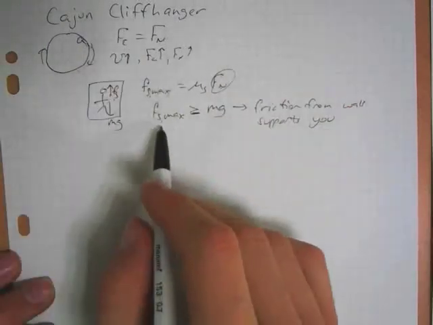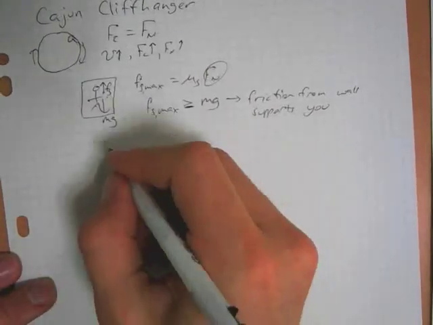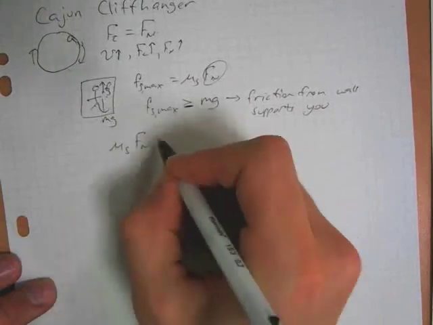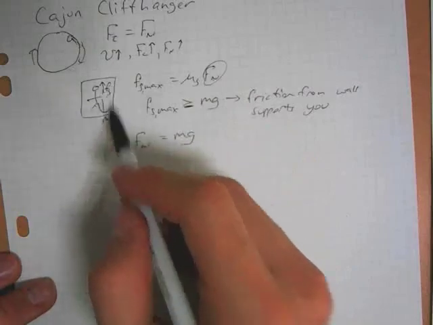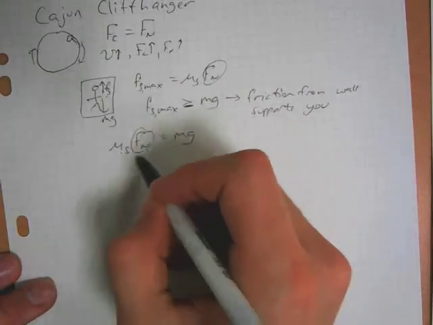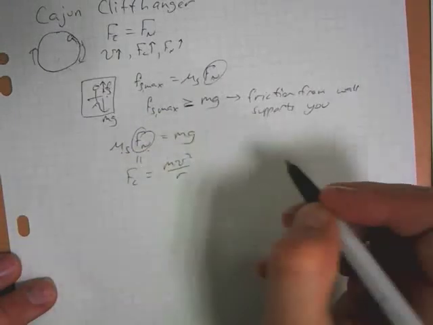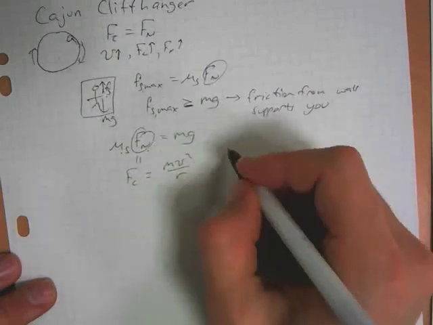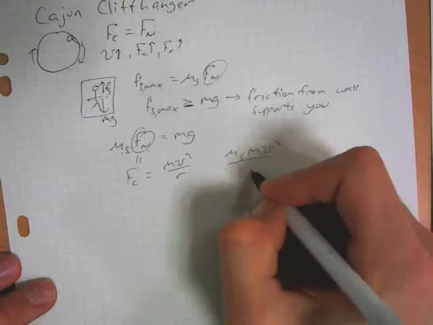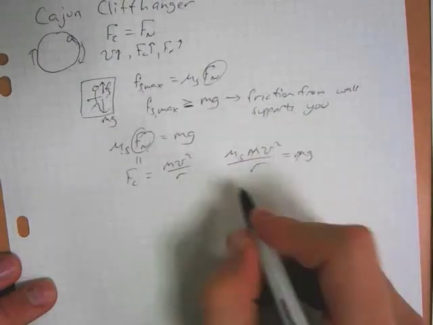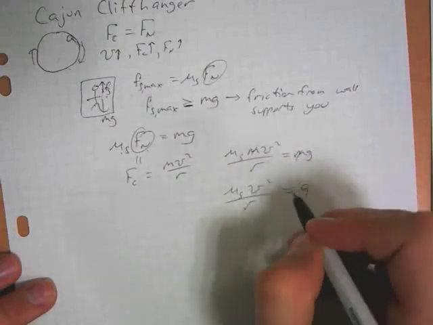Anyway, so the condition for you being able to stay up is that mu times normal force is equal to mg. The static friction and mg cancel out. And this normal force is equal to the centripetal force, which is mv squared over r. So if you plug that in, you got mu sub s times mv squared over r equals mg. Of course, the masses cancel out. And this is the relationship between all the variables involved.